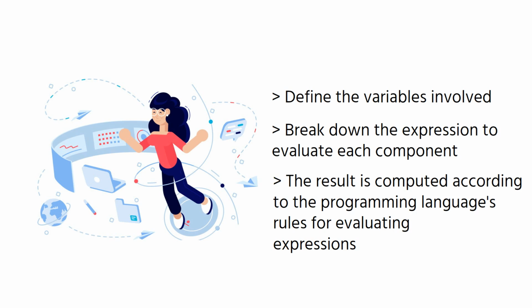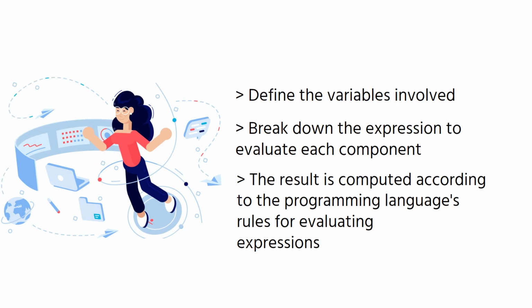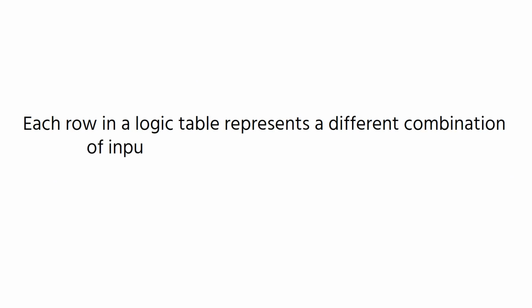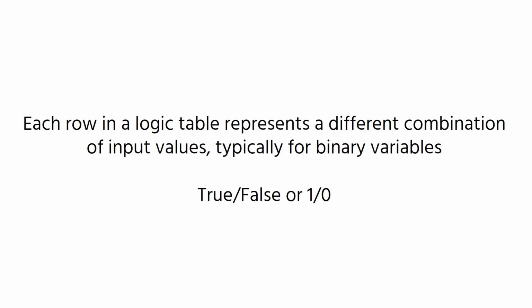Logic tables, or truth tables, visually map out all possible outcomes of logical expressions or operations. Each row in a logic table represents a different combination of input values, typically for binary variables: true, false, or 1/0. A logic table listing every possible combination allows programmers to see the resultant output for each set of inputs.